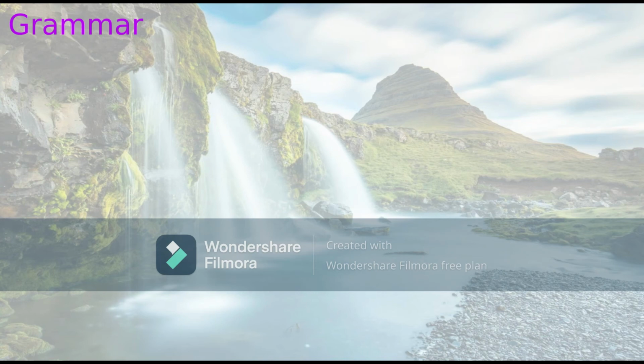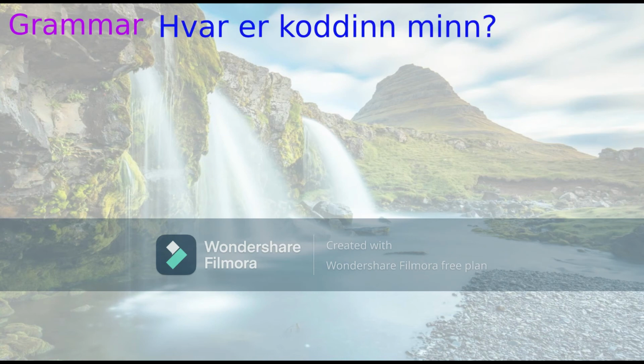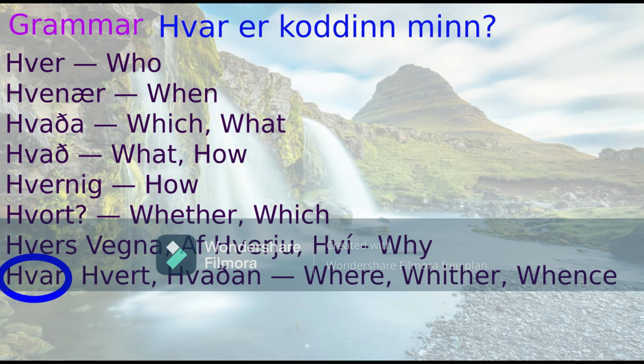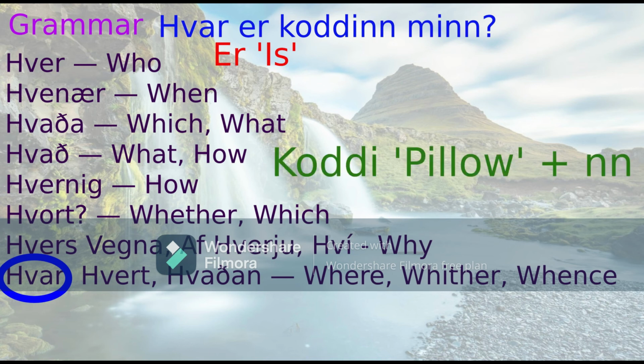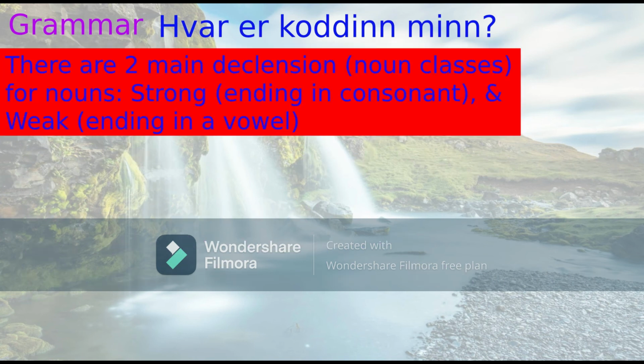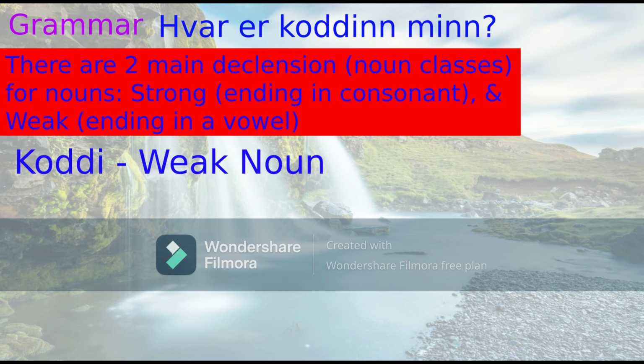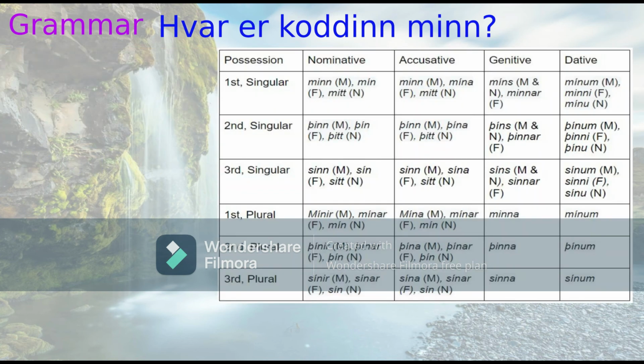And one more sentence, meaning, where's my pillow? Hvar koddinn minn? Word for word, it's where is pillow the my. Here we see one of numerous interrogative pronouns starting with HV, in this case meaning where, meaning is, and this word koddi, meaning pillow, with the suffix nn as the definite article. There are 2 main declensions or noun classes for nouns. Strong nouns end in a consonant and weak nouns end in a vowel. Because this word ends in a vowel, it's a weak noun. And then this word, minn, is the first person singular possessive pronoun.